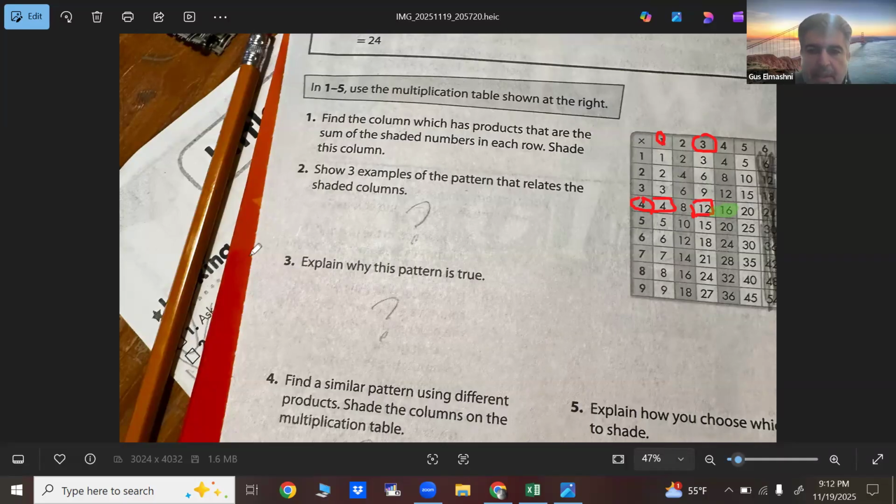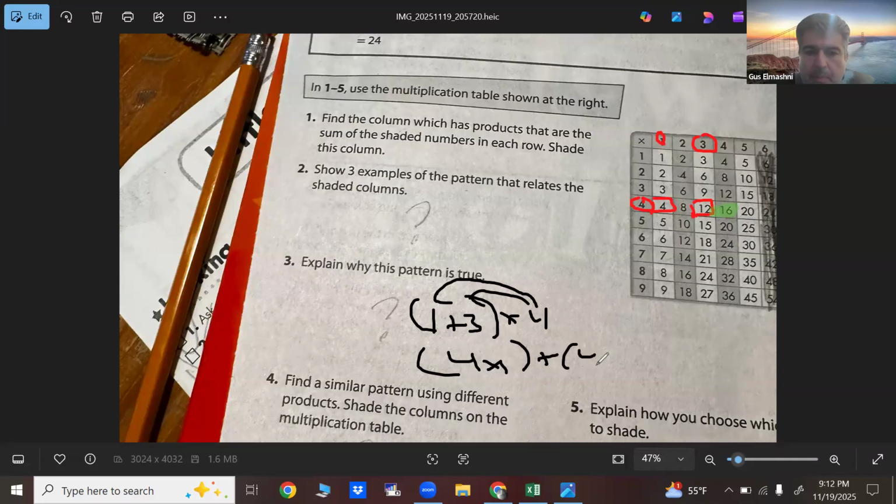So that's a similar pattern. And the reason why that works is because if you have 1 plus 3 and 4 on the outside, you shift the 4 to both the 1 and the 3. So 4 times 1 plus 4 times 3, you have 4 plus 12, which of course is 16. And this pattern will keep working. Like, what if I did 6 with 1, I get 6. 6 with 3, I get 18. 6 plus 18 is 24.